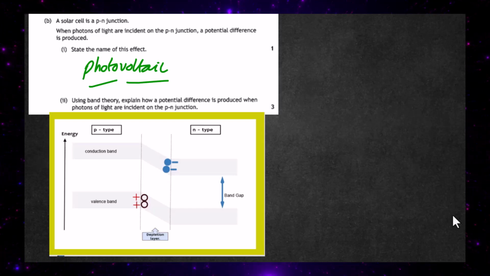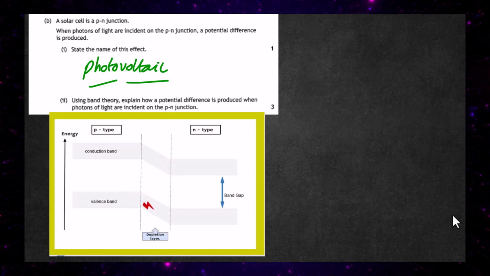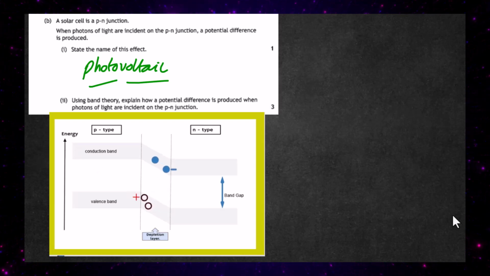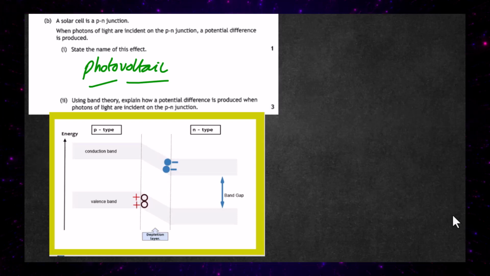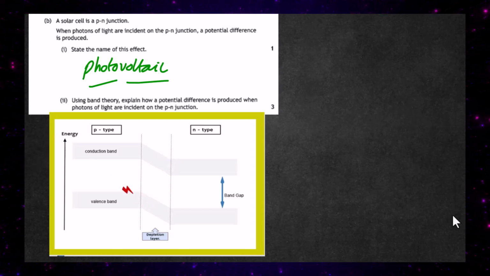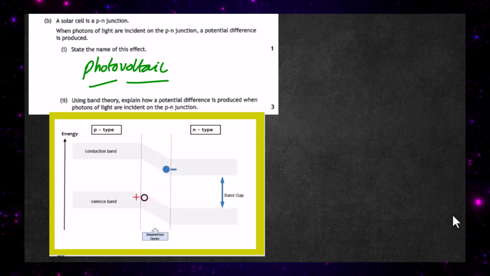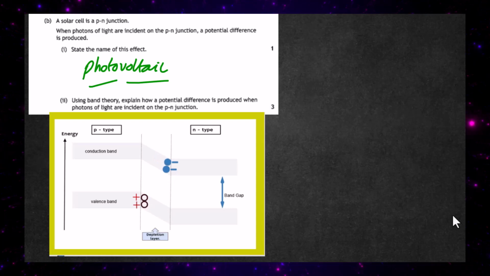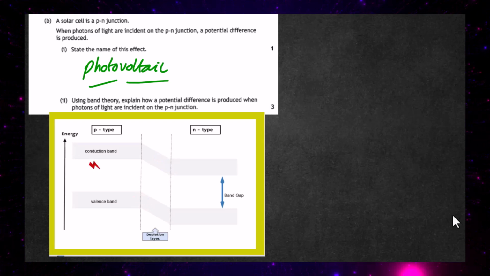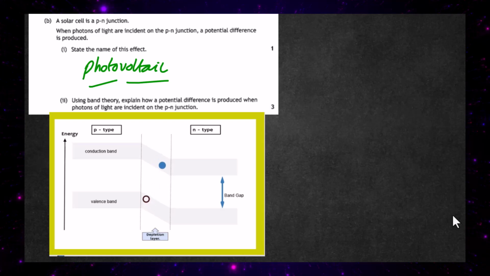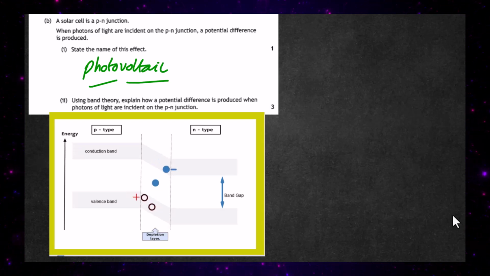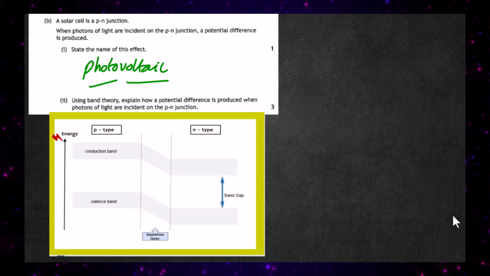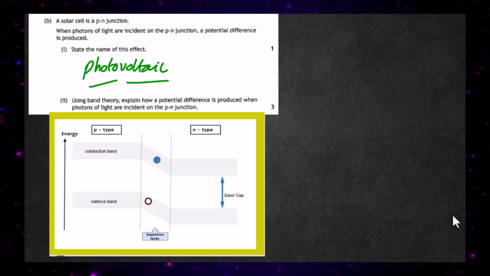So you're getting these charge carriers produced, and the electrons are drifting towards the n-type with a negative charge, and the holes drifting towards the p-type with a positive charge. So you're getting a separation of charges, and the separation of charges is going to produce a potential difference across the depletion layer. So to recap again, we have a photon of light coming in. It produces an electron-hole pair. The electron is promoted to the conduction band. The electron drifts down to the n-type, and the hole drifts up to the p-type. You get a separation of charge, and therefore you get a potential difference.